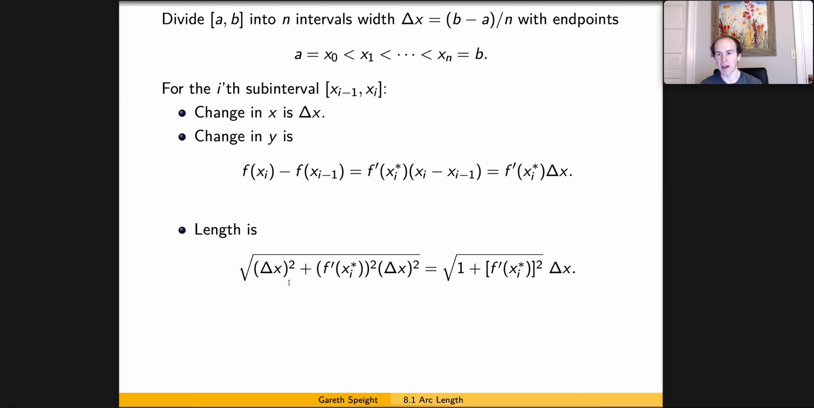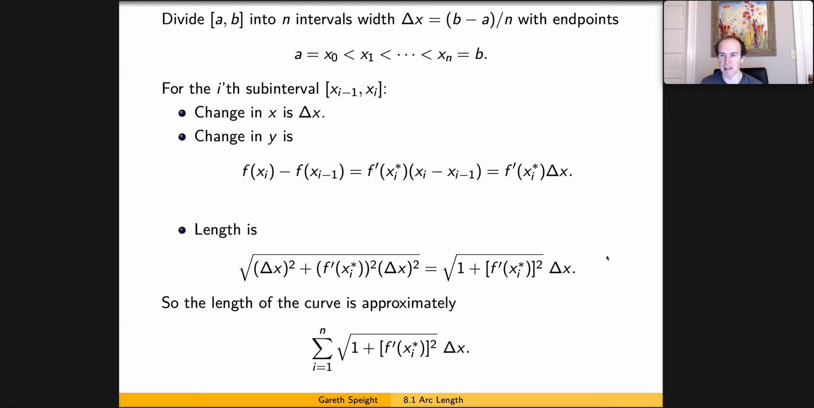Okay, here they both have a delta x squared. We can bring that out. So if we factorize out the delta x squared and then we take the square root, that gives us a delta x. And we're left with just the square root of 1 plus f prime at xi star squared. So this is the length of the ith little interval, or the ith little segment. And then if we add them all together, we get an estimate for the length of the curve. So this is our estimate.